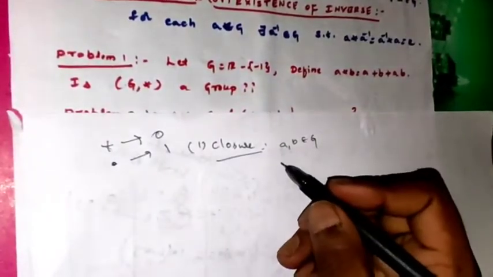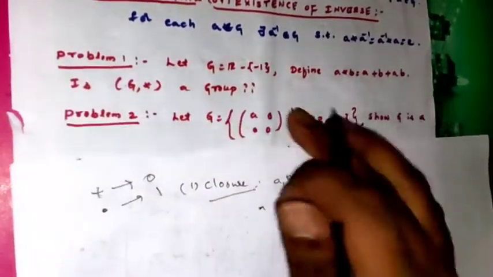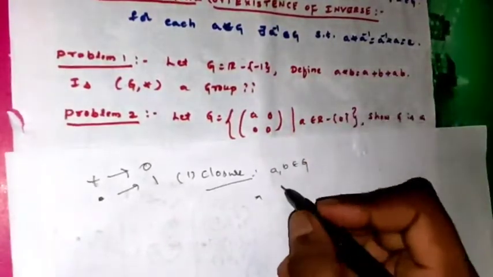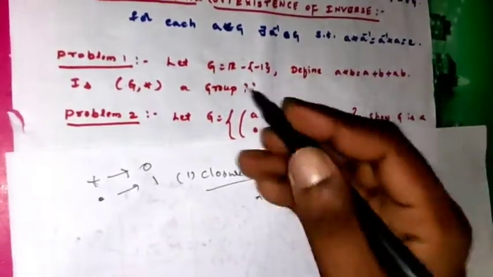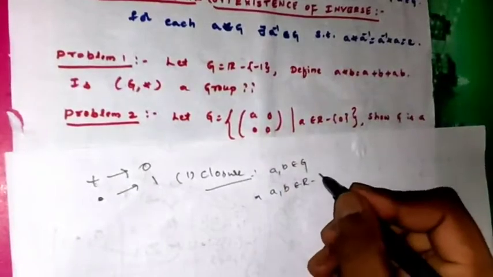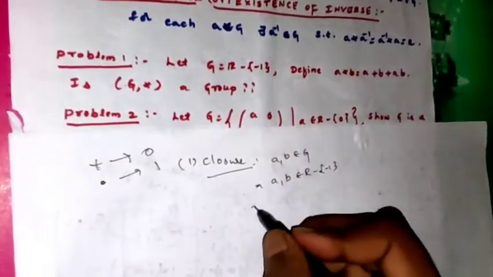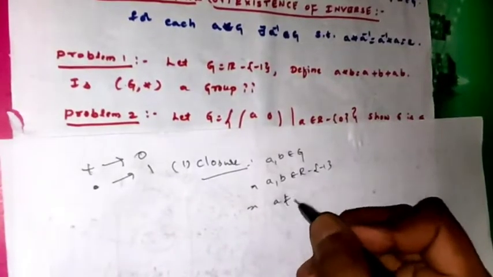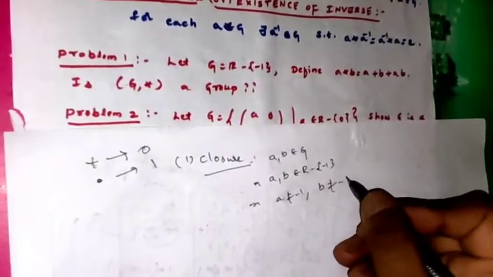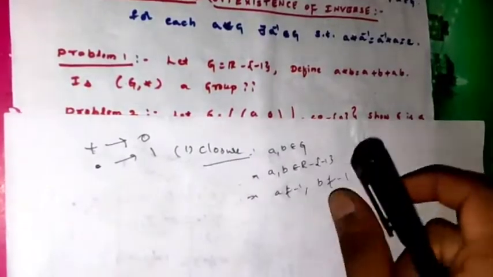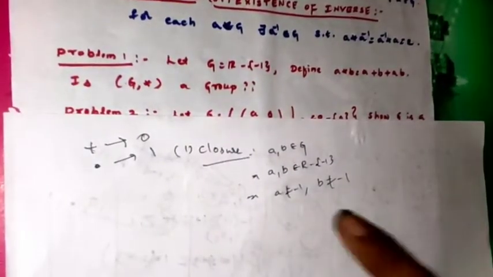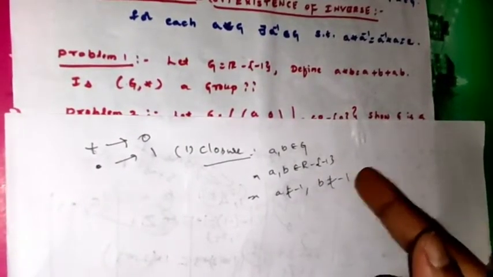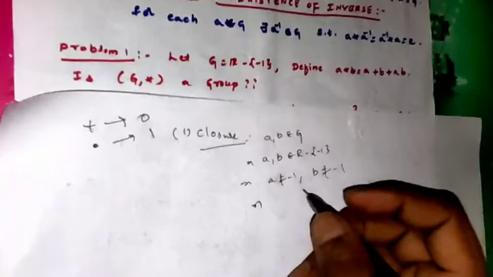And what is the condition given here? R except minus 1. That means A, B belong to R except minus 1. What does this condition say? A is not equal to minus 1 and B is not equal to minus 1. Except minus 1, we can take any elements A, B. That is the meaning of this. Yes or no? Yes.